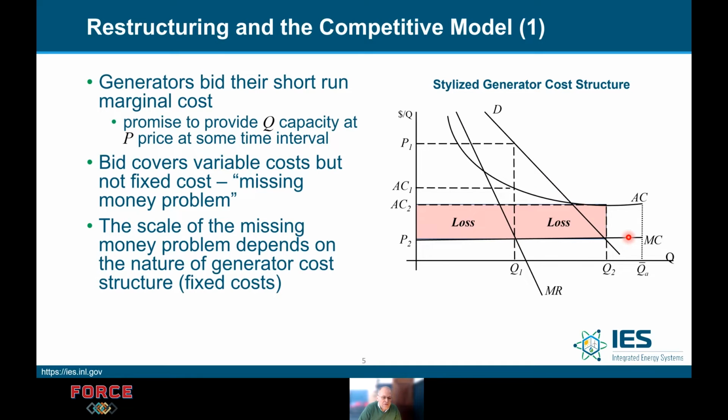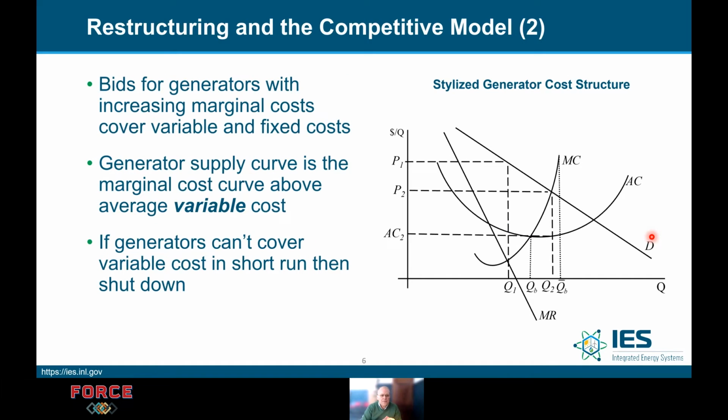So a nuclear generator, for example, is one with large infrastructure, fixed cost capital investments. And so this would be a representation of a nuclear utility's cost structure. Now, notice what happens if we look at the same deregulated cost structure, the same structure of bidding into the market with your marginal cost, but instead of having a constant marginal cost, now you have an increasing marginal cost.